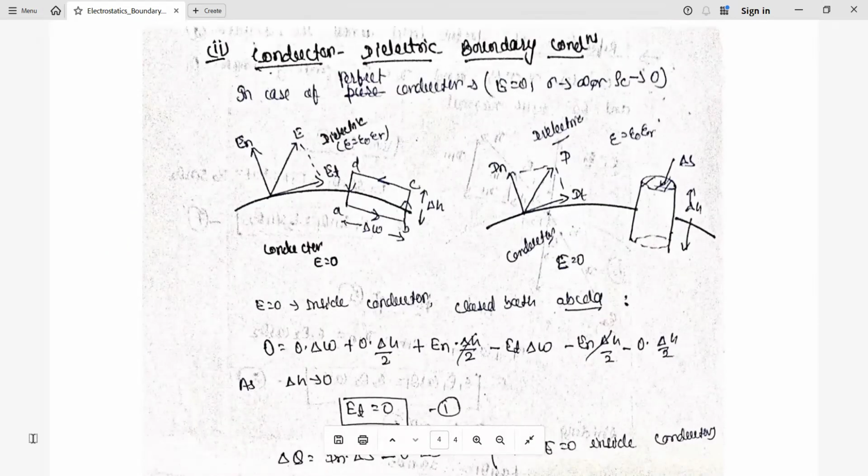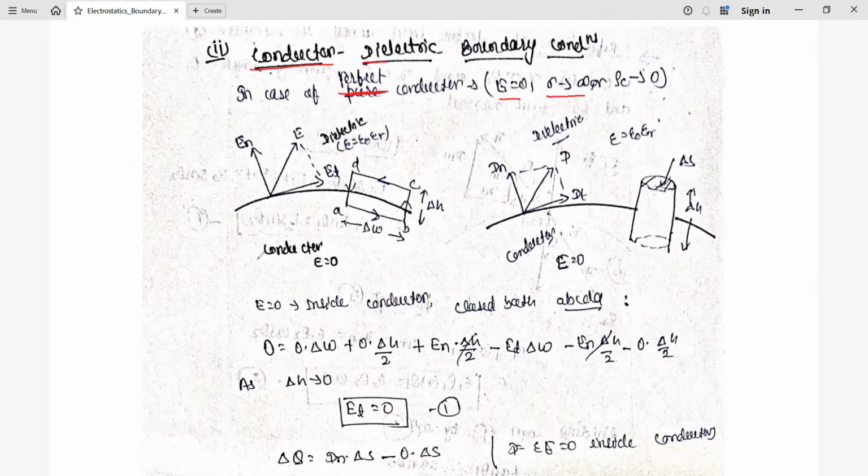Now we have the second situation, where we are considering a conductor and dielectric interface. One medium is a conductor and the other is a dielectric. Here we are going to consider the perfect conductor. A perfect conductor means the electric field is 0 and the conductivity is infinity, and so the charge density is going to become 0.